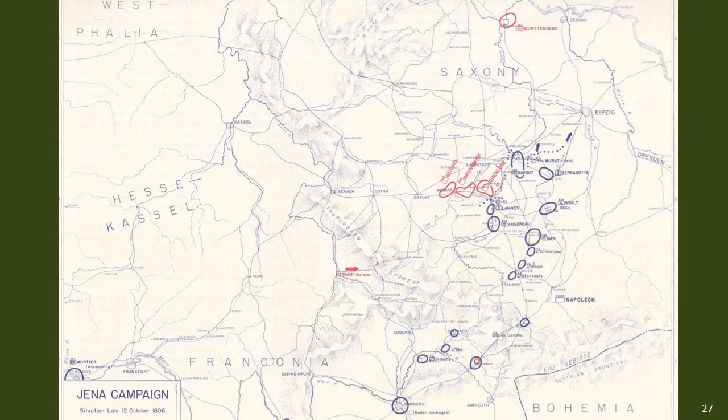Initially, we do need to understand the strategic situation. This shows the position on the 12th of October. By the 12th of October, the French had cut the main Prussian army off from Prussia and the reserve army, putting the Prussians into a very difficult situation. The defeat at Saalfeld was another cause for concern, and the troops, especially the Saxons, were demoralised, particularly with the poor Prussian command.